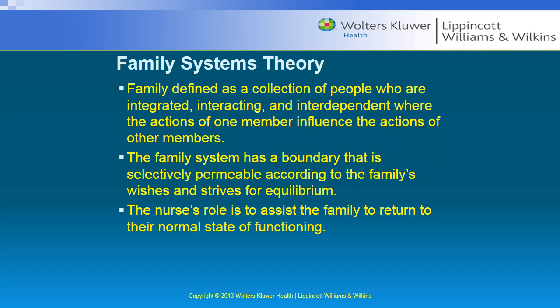With the family systems theory, the family is defined as a collection of people who are integrated, interacting, and interdependent, where the actions of one member influence the actions of other members. The family system has a boundary that is selectively permeable according to the family's wishes and strives for equilibrium. The nurse's role is to assist the family to return to their normal state of functioning.